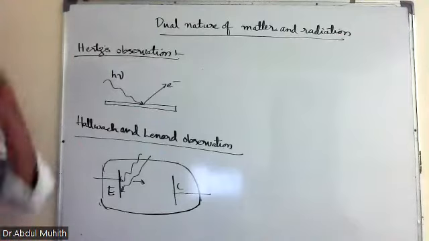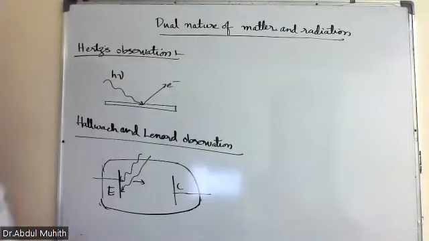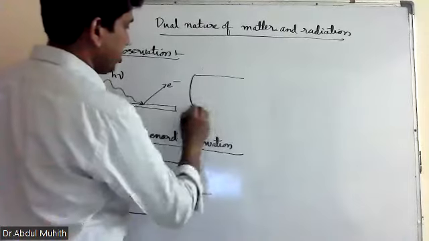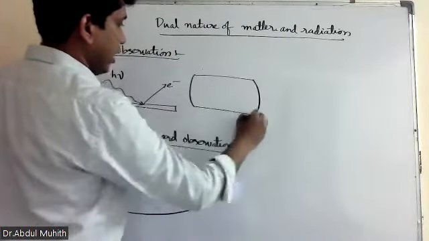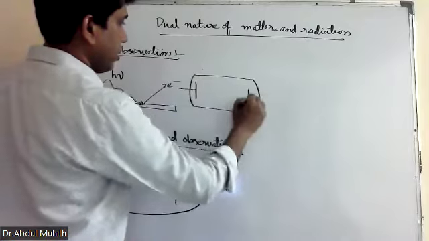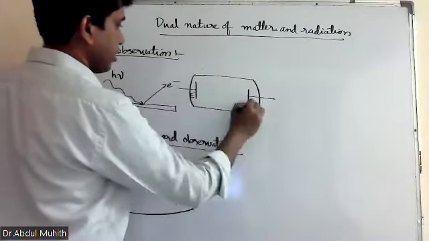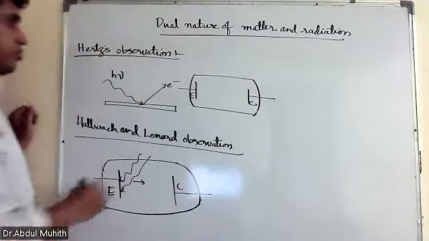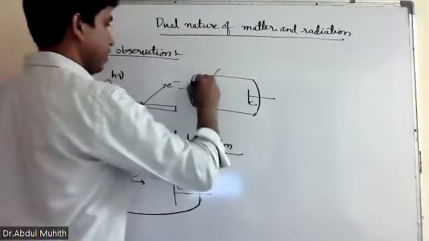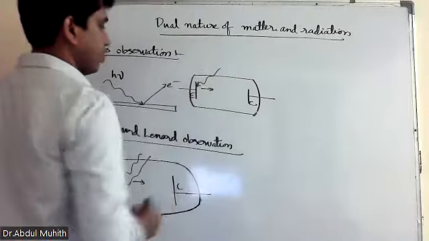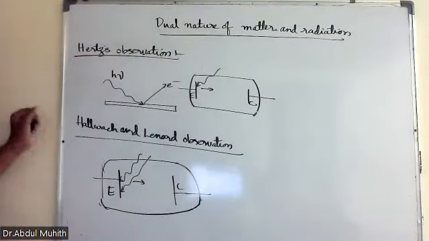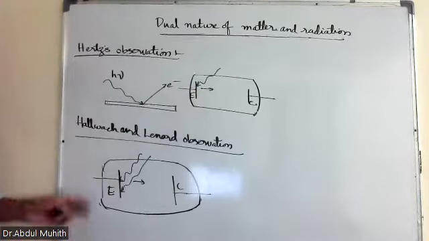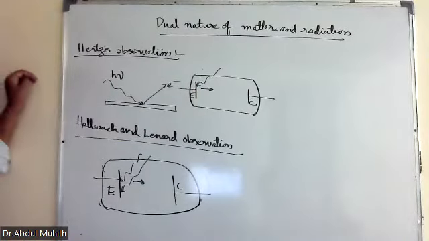Once again, see here, in the Hertz experiment, he took a discharge tube like this, and he kept one emitter plate and one collector plate. So when light of a certain frequency was incident, what happened? Electrons started getting ejected after some time. This particular phenomenon is known as the Hertz observation.